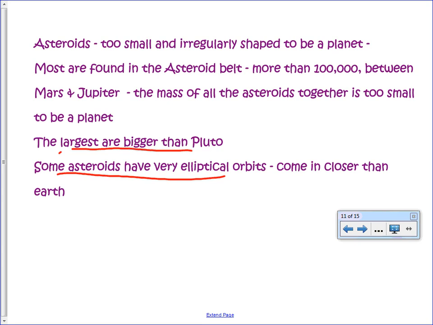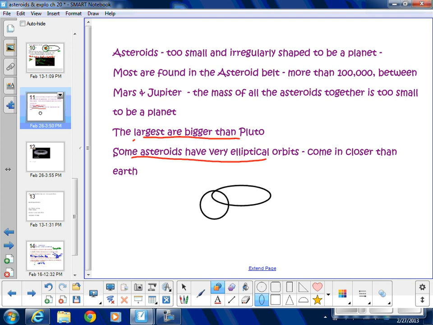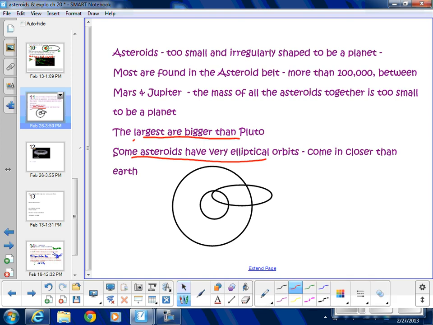We were watching that thing yesterday on the Russian meteorite, because we had the meteorite that passed near. Elliptical means oval shaped, like O shaped. So here's the sun, and say here's Earth.